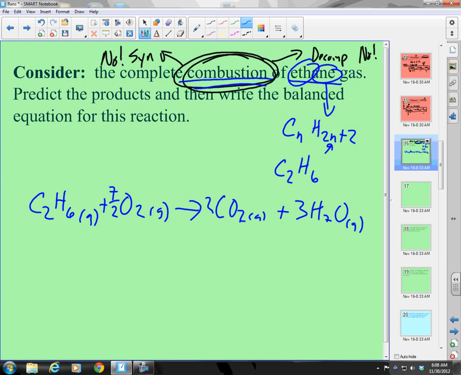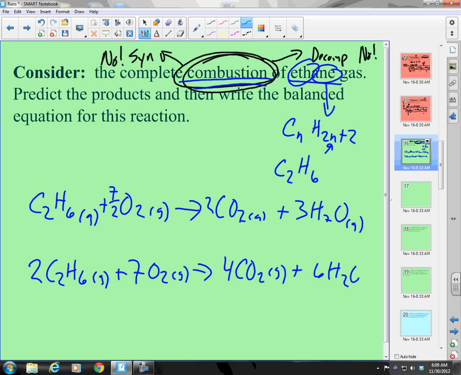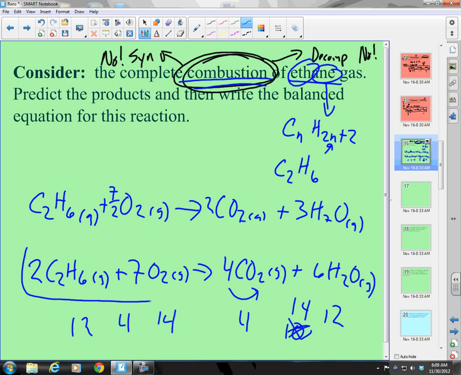I'll multiply everything by 2. So I'll have 2 ethanes plus 7 oxygen gases, yielding what? 4 carbon dioxide gases plus 6 water vapors. Let's see. So I have 12 hydrogens, 4 carbons, and 10 oxygens. It better be 6 plus 8. Sorry, 6 plus 8, 4 times 2 is 8, and 6 is 14 oxygens, and 14 oxygens. Yee-haw!